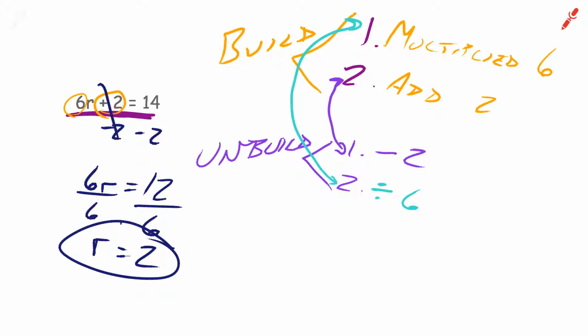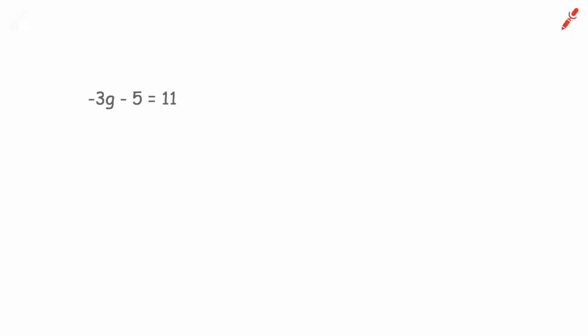All right, guys, you should have gotten this all copied down, so we're going to go ahead and move on to the next problem. Next problem starts off with negative 3g minus 5 equals 11. One more time, I'm going to ask you guys, please pause it. This time, I want you to come up with what 2 steps do I need to build it?